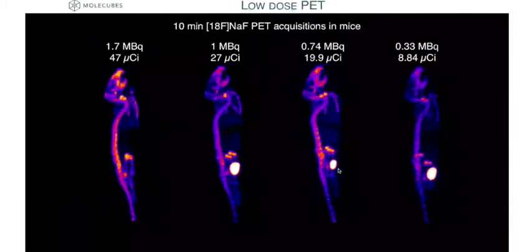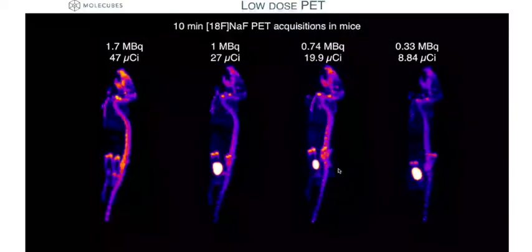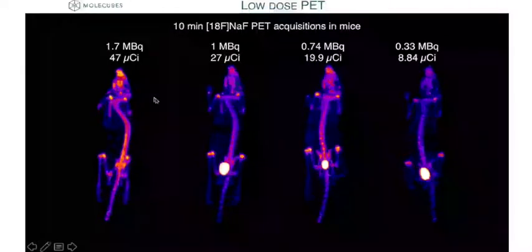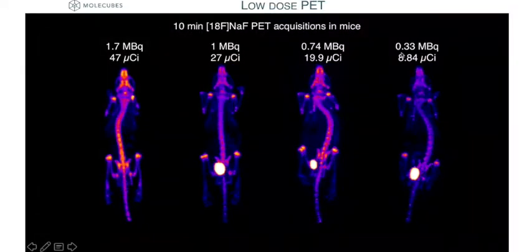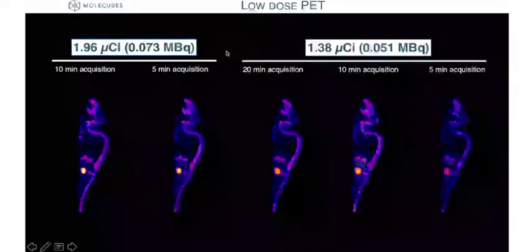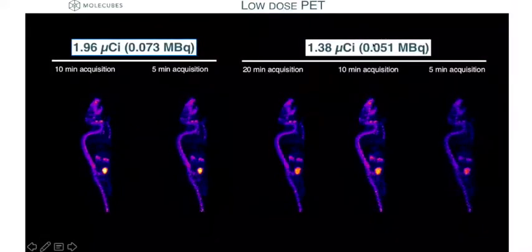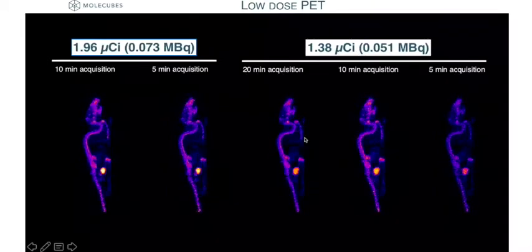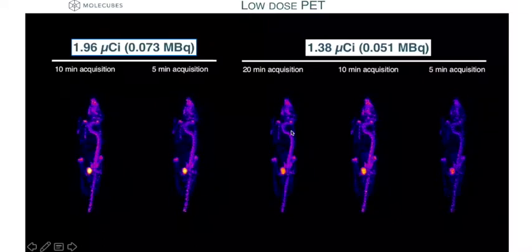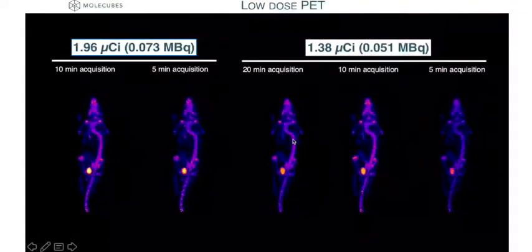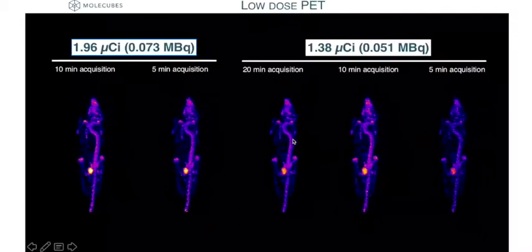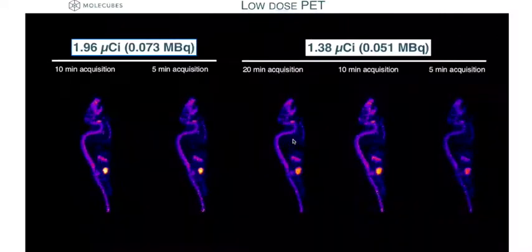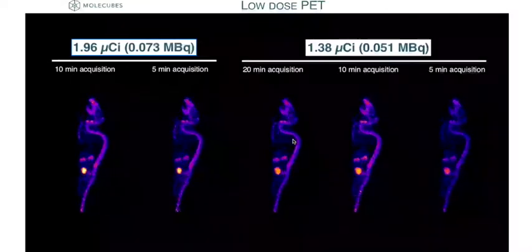Now, we then did a kind of experiment for fun: how low can we go in activity? So here we used mice, which we injected with sodium fluoride. And as you can see here, we decreased the activity. We went lower and lower, and finally we came to more or less 1 microcurie. But even then, if you increase your acquisition, for example, to 20 minutes, you still see some details, and the images are not too noisy. And I think this is, of course, the effect of the combination of having submillimeter spatial resolution and this very good sensitivity of the beta cube.